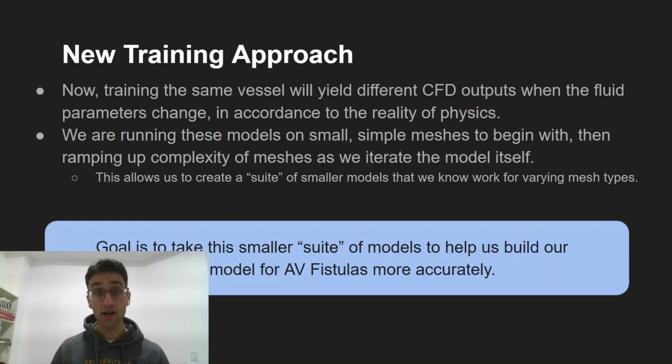And also, it gives us, Team 15, a chance to actually learn CFD. Because at the end of the day, this is a brand new field for all of us.